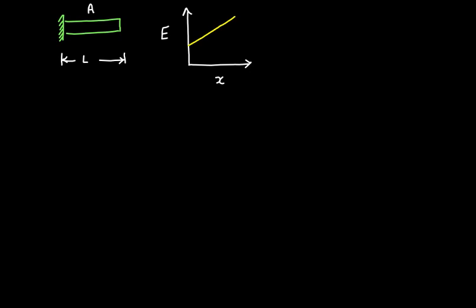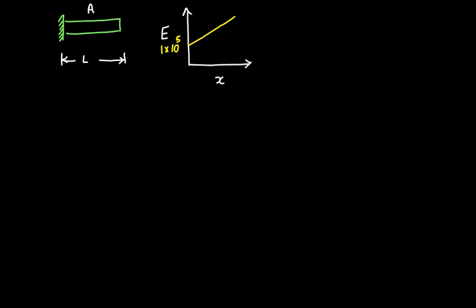Let us say that at the fixed end, the value of Young's modulus is 1 × 10^5 N/mm², and the Young's modulus value gradually increases as you progress towards the free end of the bar. You may ask me this question, how can such a bar be manufactured? But let us assume that such a bar exists and try to answer the question.